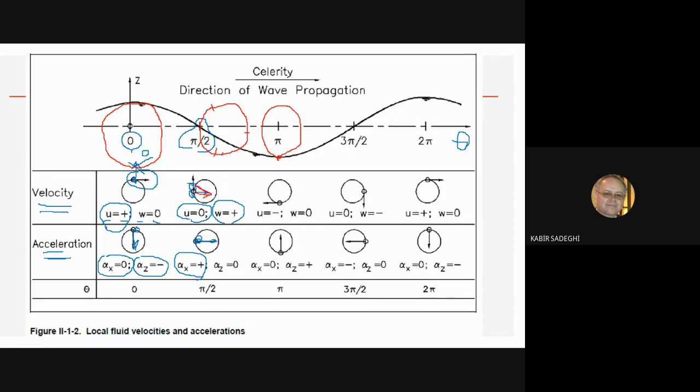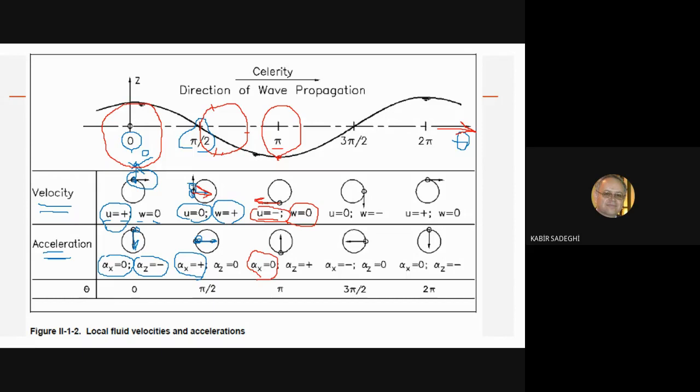velocity is here. For theta equals pi over 2 pi, you see that we have horizontal maximum, but on the negative side. Therefore, u has maximum value but in the negative direction of the propagation of the wave, which was positive in this direction. And you know, when one is maximum, the other is zero. And when this is maximum, the acceleration at that point is zero.